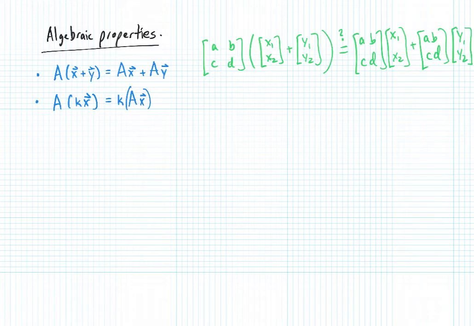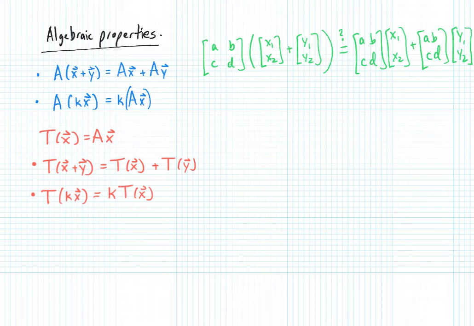So now, let's suppose that we define a transformation by this formula that we've been using, that T of x is equal to A times x. Then we can translate these algebraic properties for A into algebraic properties for T. So just directly substituting T of x equals Ax into the above equations, we get T of (x plus y) is equal to T of x plus T of y, and T of kx is equal to k times T of x. And even though these properties look simple, they're actually very special and important.